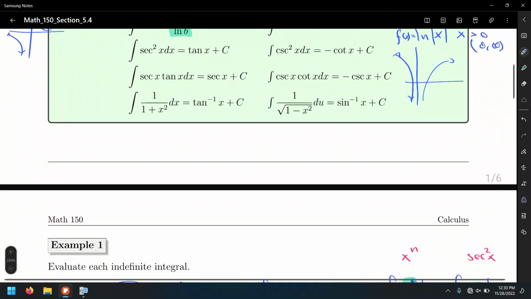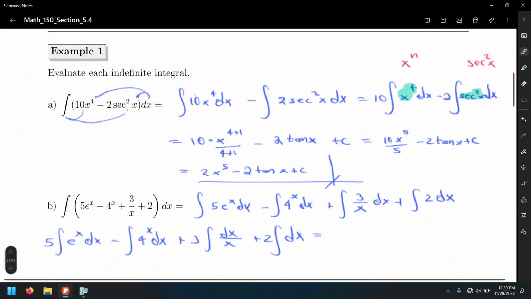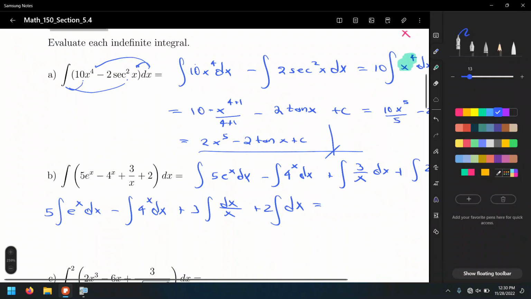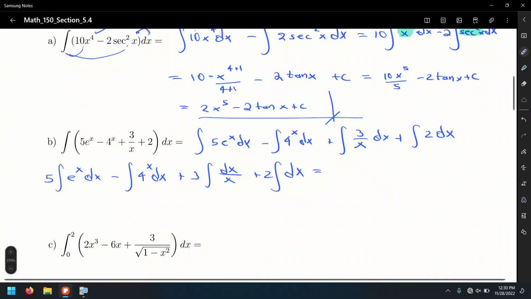In the meantime, let's just go back to the integration here. So that's number one: 5 e to the x minus 4 to the x over ln of 4 plus 3 ln of absolute value of x plus 2x plus c. And we're done over here.